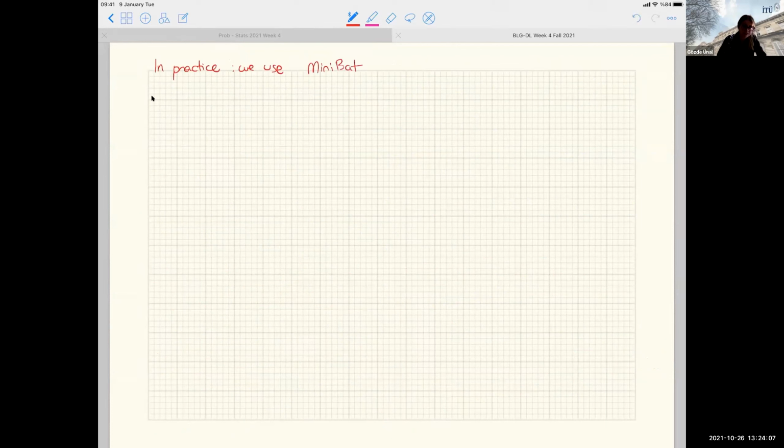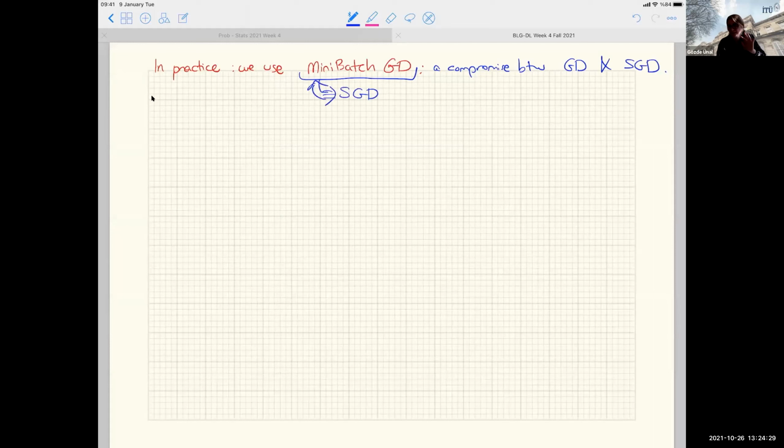So in practice, we use mini batch gradient descent. This is really a compromise between gradient descent and stochastic gradient descent. But typically in practice, when we say SGD, guys, we mean mini batch gradient descent. So there is some misnomer there, but it's actually mini batch stochastic gradient descent, you can say. But I think in terms of definition, the first stochastic gradient descent was really using a single sample. Here, of course, we have now introduced another parameter, batch size.